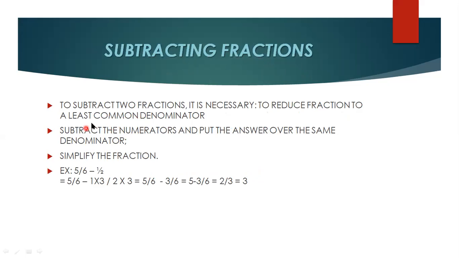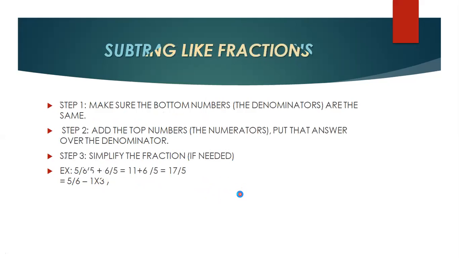Subtracting fractions. To subtract two fractions, it is necessary to reduce the fractions to the least common denominator. Subtract the numerators and put the answer over the same denominator. Simplify the fraction. See here, 5 by 6 minus 1 by 2. Here also it is the same. If the denominators are different, you just have to take the LCM, make the denominators equal, then reduce. So you will get the answer as 1 by 3.